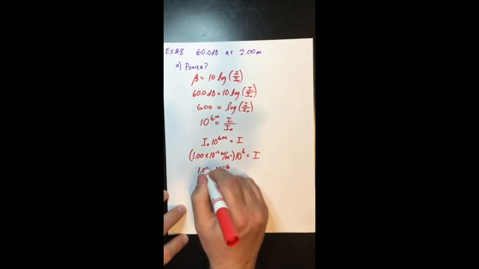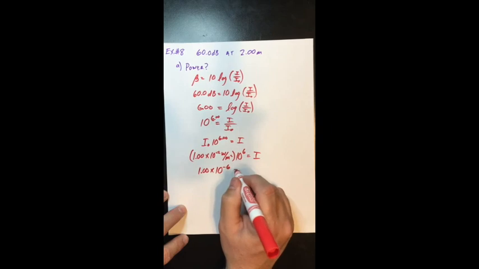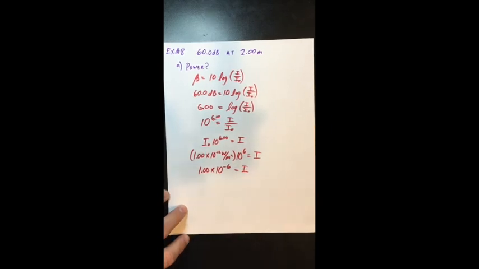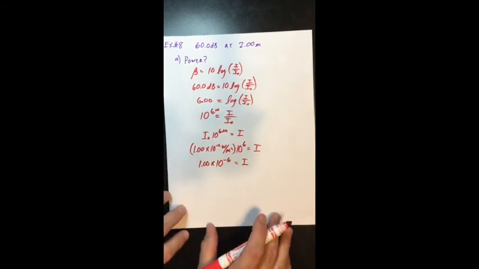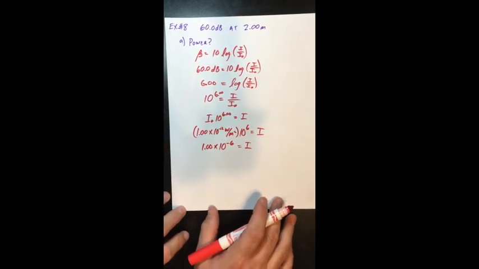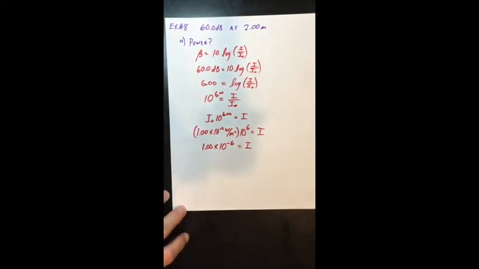Technically 1.00, so we get the right number of significant figures. That's our intensity. So now we're wanting to figure out the power. Okay, so we have intensity. To figure out power, remember that power is going to be equal to intensity times the surface area.